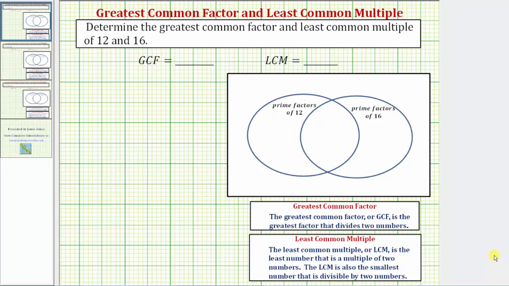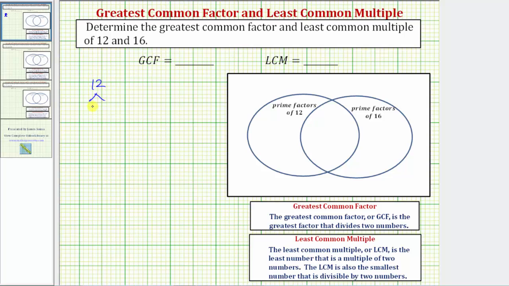Determine the greatest common factor and least common multiple of 12 and 16. So we'll find both the greatest common factor, or GCF, and the least common multiple, or LCM, using the prime factors of 12 and 16, as well as this Venn diagram shown here. Let's begin by determining the prime factorization of 12 and 16.